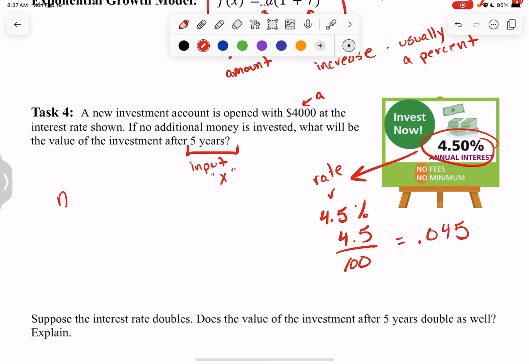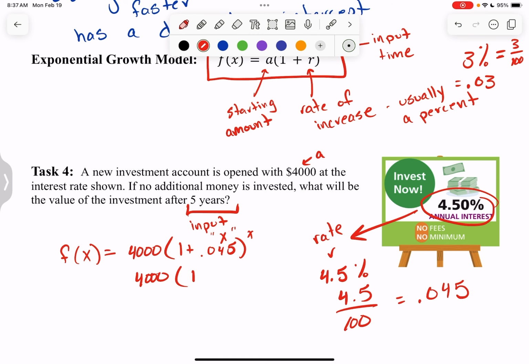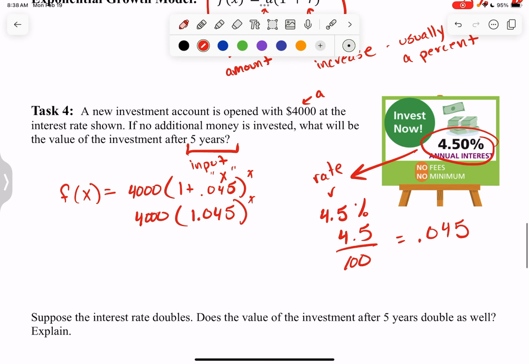Okay, so basically I want to figure out what is f of 5. So let's just write our function first. f of x equals my original amount, 4,000, times 1 plus my rate, which is 0.045, to the x. There's my equation, 4,000 times, if I add 1 and 0.045, I get 1.045 to the x. So now I want to find, what is f of 5? 4,000 times 1.045 to the x.